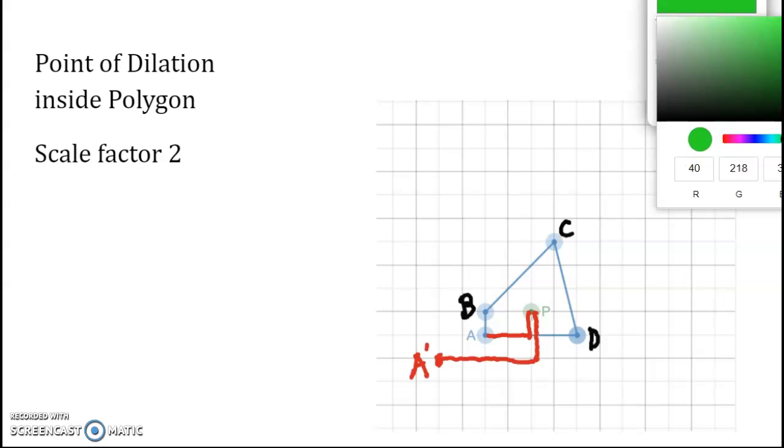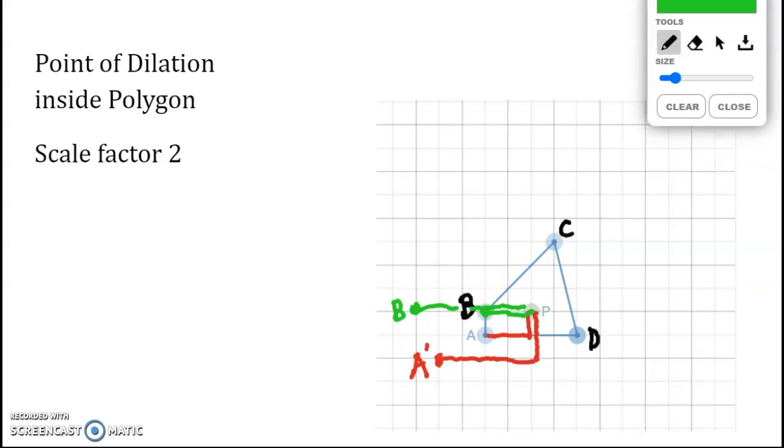Now let's do the same thing with B. B is just 2 to the left. That's easy. So instead of just going 2 to the left, I am going to go 2 times 2 is 4 to the left. So it's going to be my B prime here. Oops, I made a mistake here, didn't I? Okay, so B prime is right here.